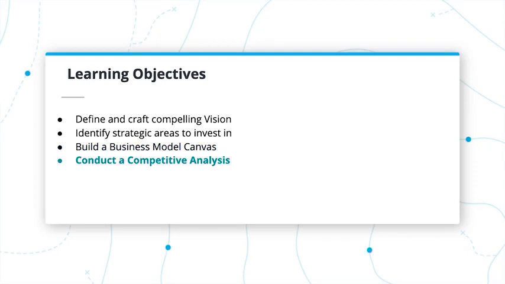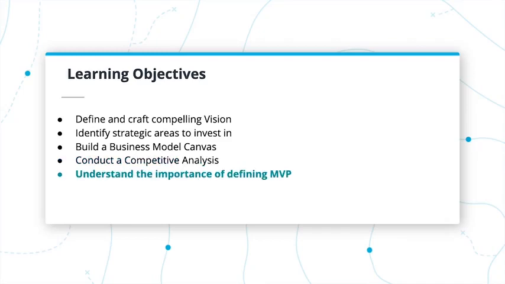You should also be able to conduct a competitive analysis of competing products, whether those competitors are direct, indirect, or replacement competitors, as well as evaluate the different strategies that those competitors are using, along with the associated pros and cons of each. And you should understand the importance of defining an MVP as a vehicle to get to market sooner and validate your product before you invest more time and energy into it.